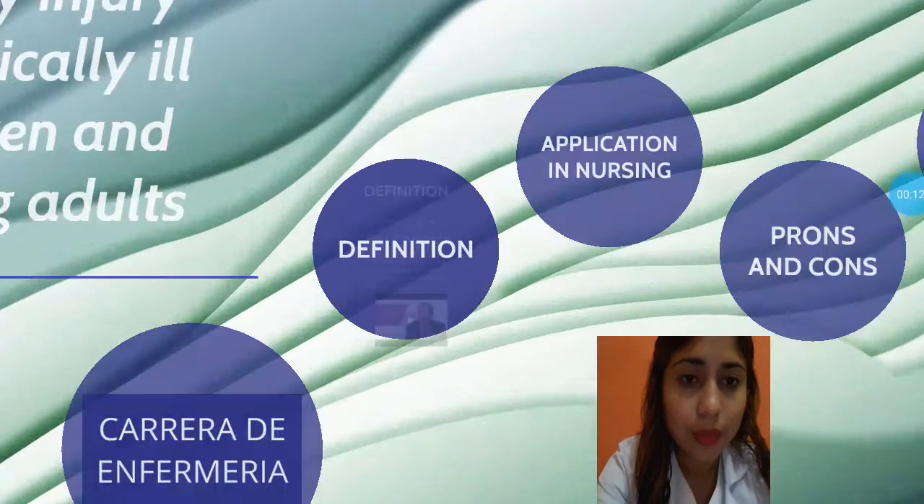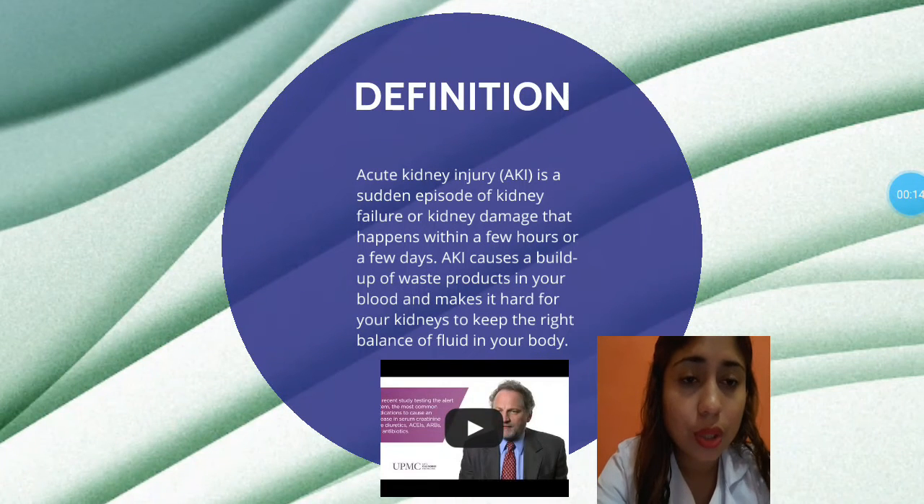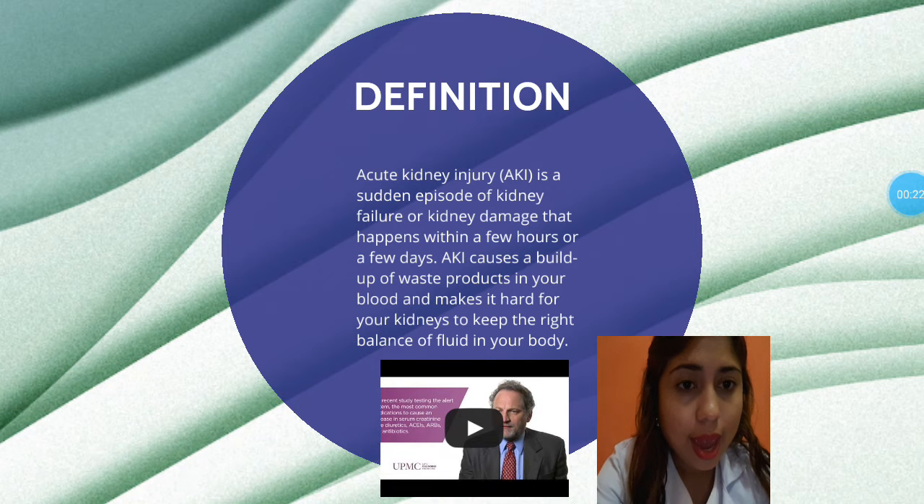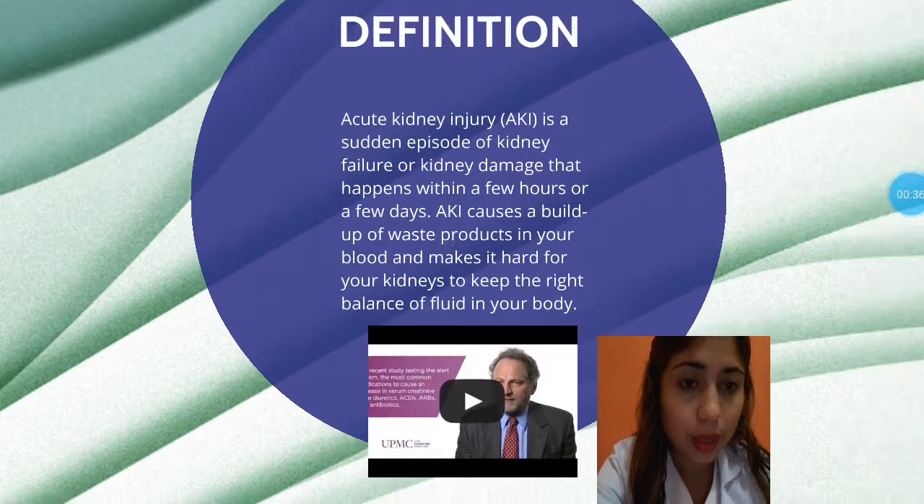Definition: acute kidney injury is a sudden episode of kidney failure or kidney damage that happens within a few hours or a few days. AKI causes a buildup of waste products in your blood and makes it hard for your kidneys to keep the right balance of fluid in your body.